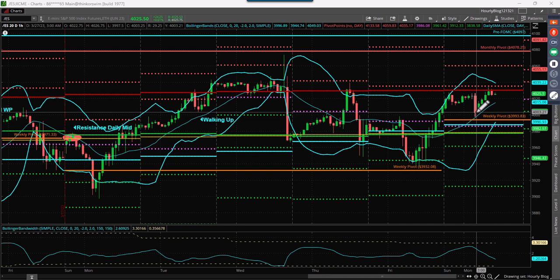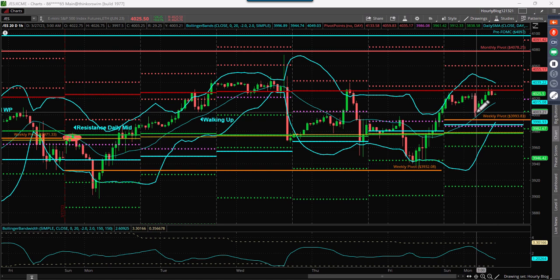The bears need to put together a day today. Otherwise, as you get later in the week, there's a real risk of them losing tape control. And then we get into next week, and then we're into April, and you got jobs on that Friday, and we get into the Easter holiday.